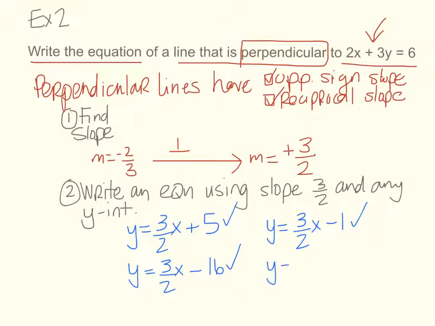How about y equals 3/2x plus 2? Now, I know what you're thinking. Wait, Ms. Martinez, this has the same y-intercept, but does it have the same slope? Look at example 1. The slope is different. If the slope is different, we're still okay. So this is one of those, for example 2, when we're writing a perpendicular line, they can have the same y-intercept, and that's okay because they don't have the same slope.